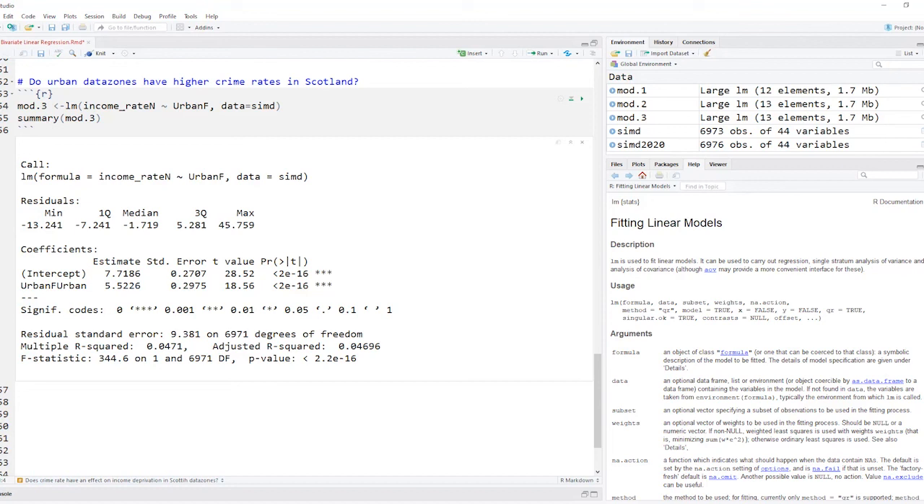So we run the model, we check the F statistic p-value, we have a significant model. We check the R squared, which is very small in this case. We check the p-value for the predictor, and it's way under the 0.05 confidence level, so is therefore statistically significant. And the coefficient is 5.5.